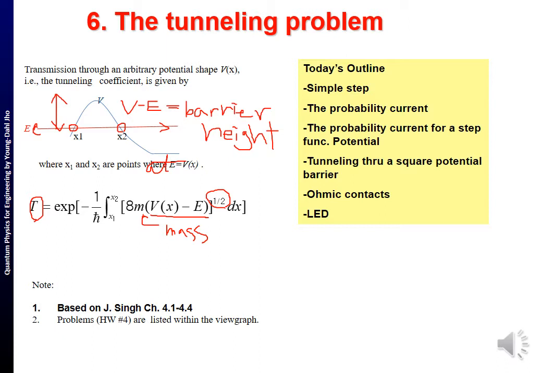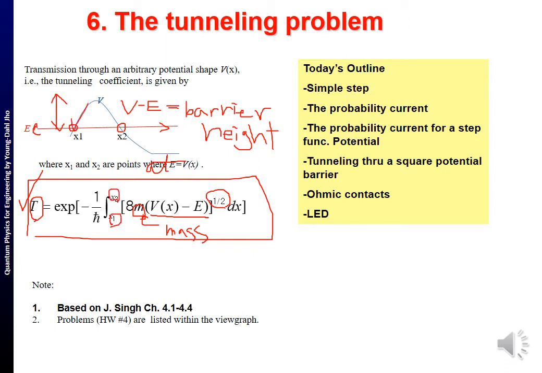It takes a while to derive this tunneling formula, at least more than a week. But in our case, we'll just accept it. Okay. You don't need to remember this, but just remember that the important parameters are the effective mass or mass of the particle, an integration between the two intersection points, and then the barrier height.